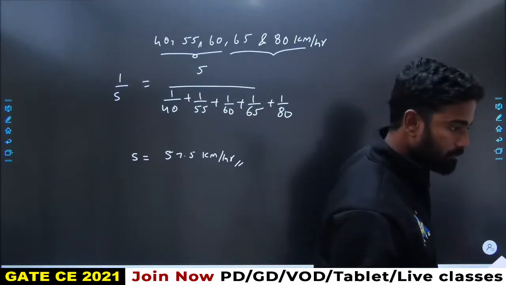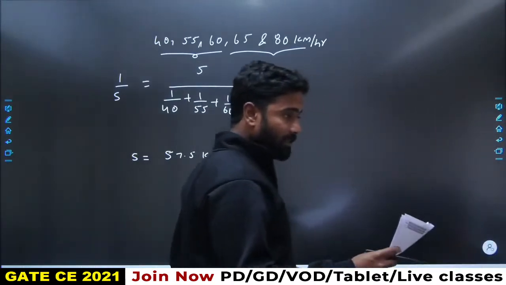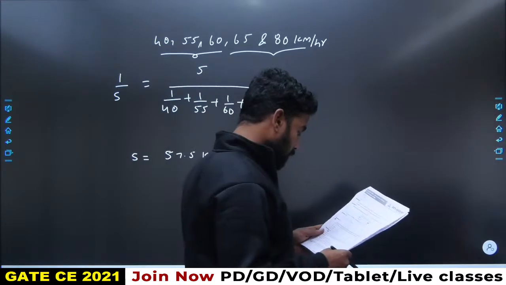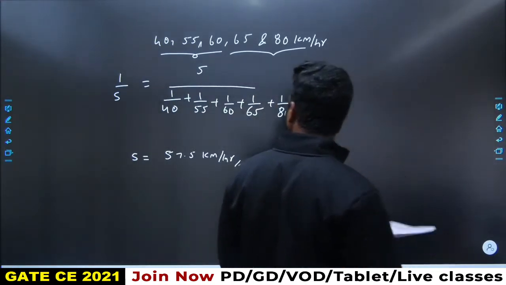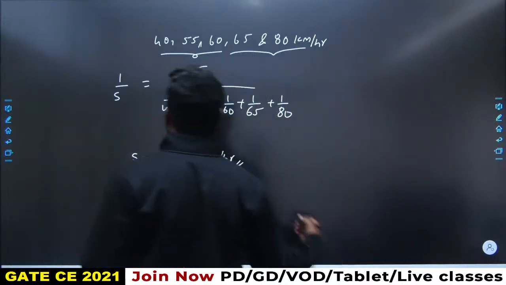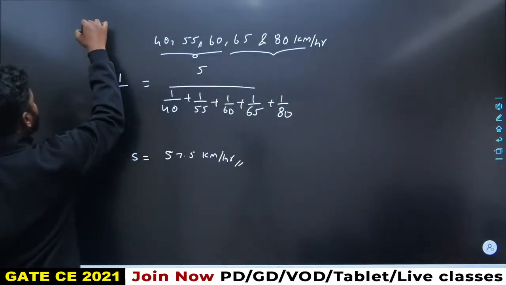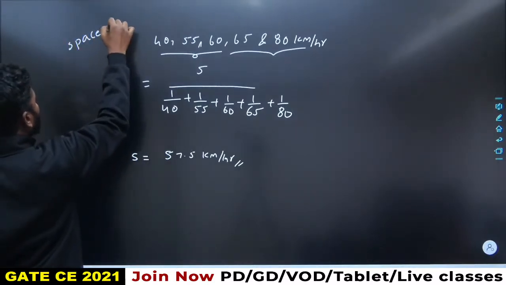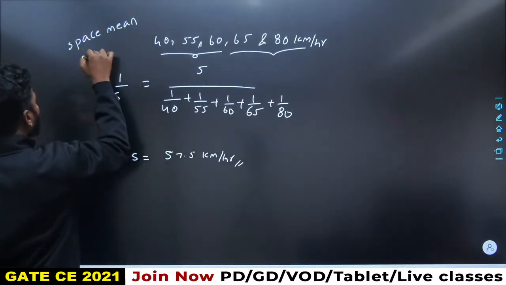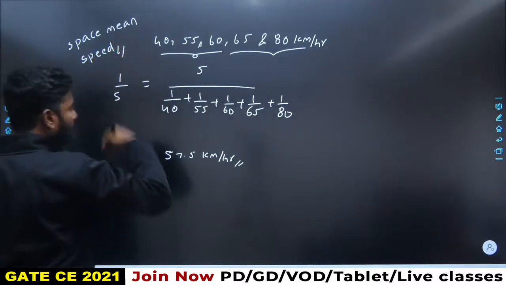Many people might not know this. He is asking space mean speed. Space mean speed is the harmonic mean, and time mean speed is the arithmetic mean.